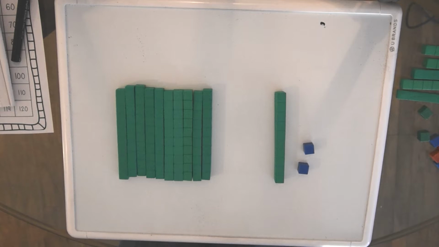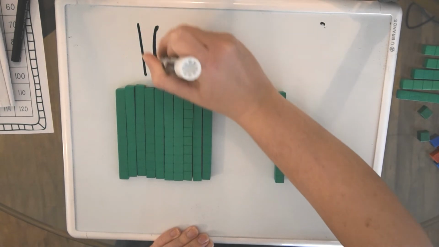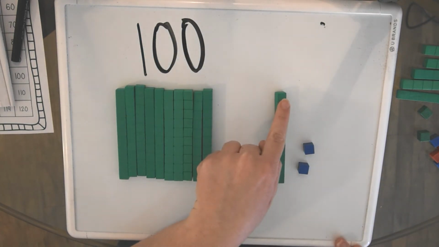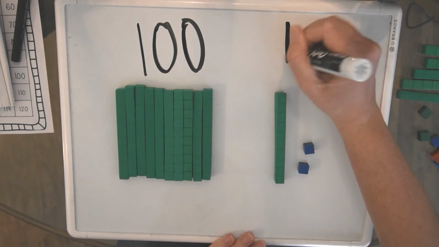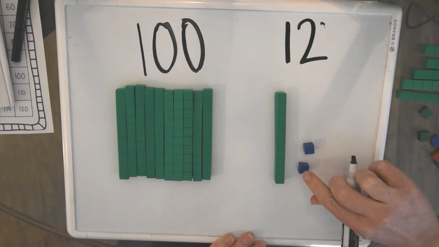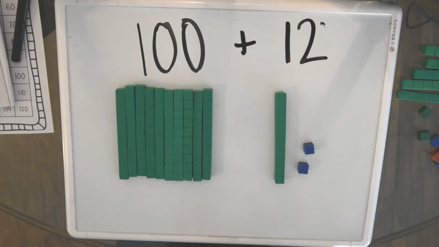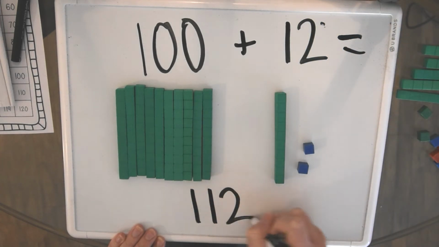So again, I'm going to show you how to do it 2 ways. So first way, we know that 10 tens equals 100. Okay, and we know that this is 110. 110 plus 2 equals 12, right? 10, 11, 12. So now we add 100 plus 12. That will equal 112.